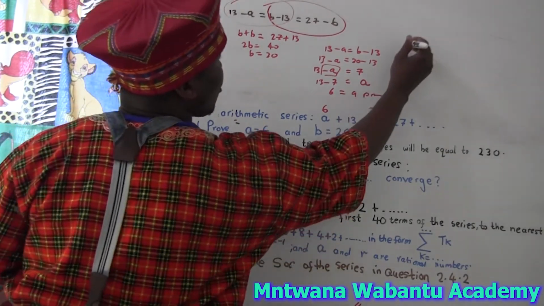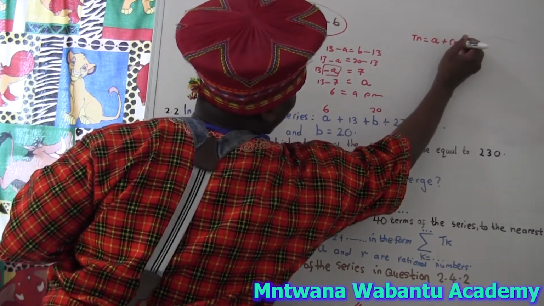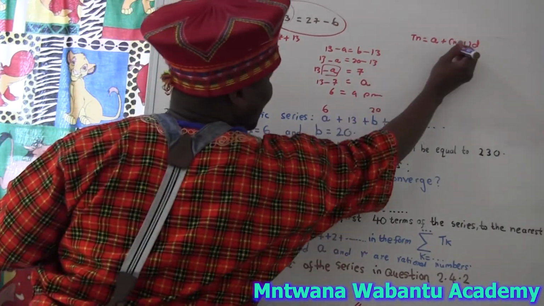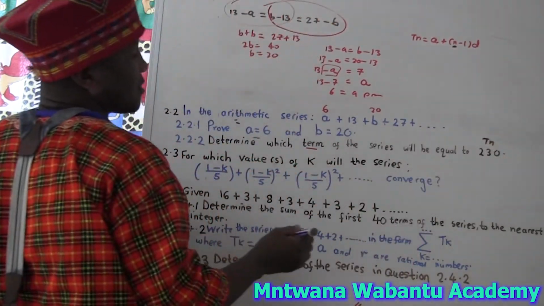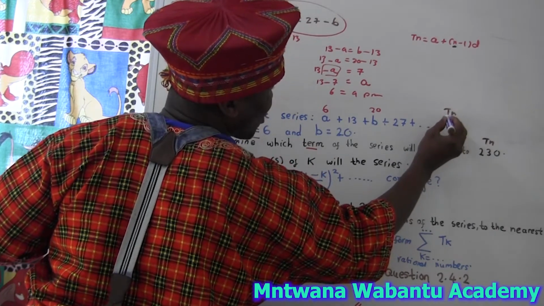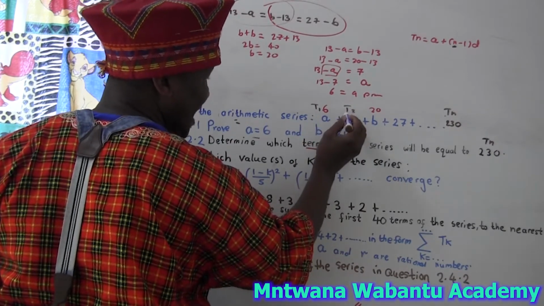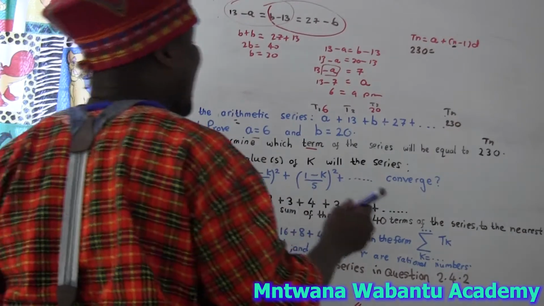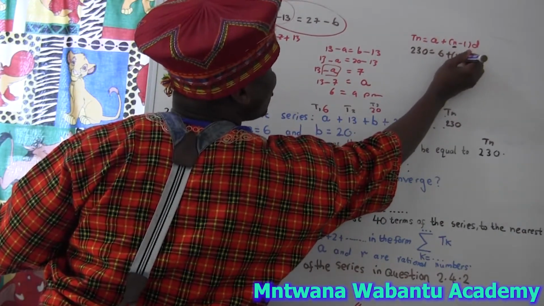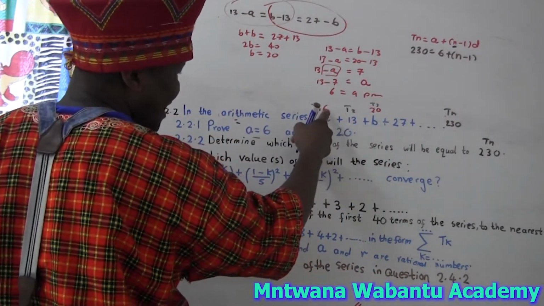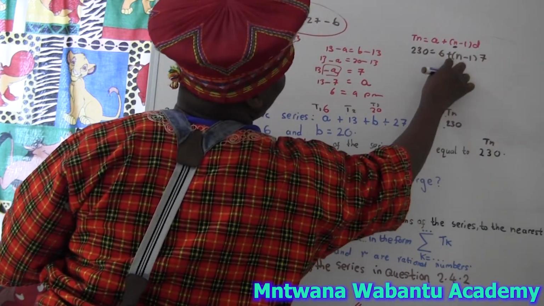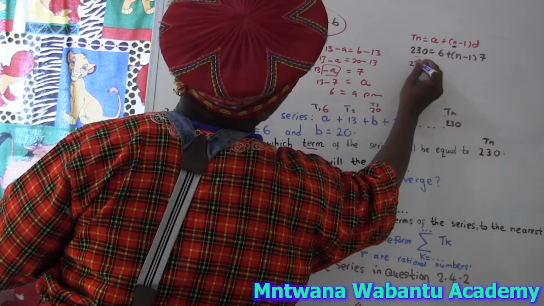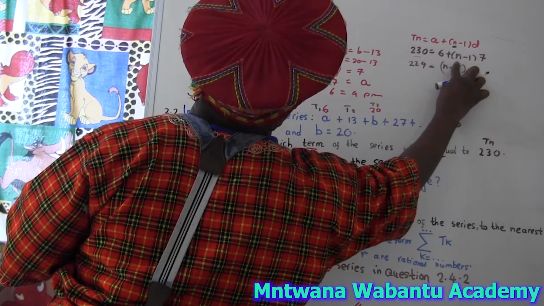So for arithmetic, Tn equal to A plus N minus 1 times D. Some people write D before, D after. It doesn't matter, as long as you get the answer. Which term means we're looking for N, of the series which equals 230, so this is Tn. Term 1 equals A, then term 2, term 3. So 230 equals A, which is 6, plus N minus 1 times the common difference, which is 20 minus 13 equals 7. Me, I like to write it before, but a lot of books like it after. Whatever you want. So now I'll take 6 over, so 230 minus 6 equals 224 equals N minus 1 times 7.